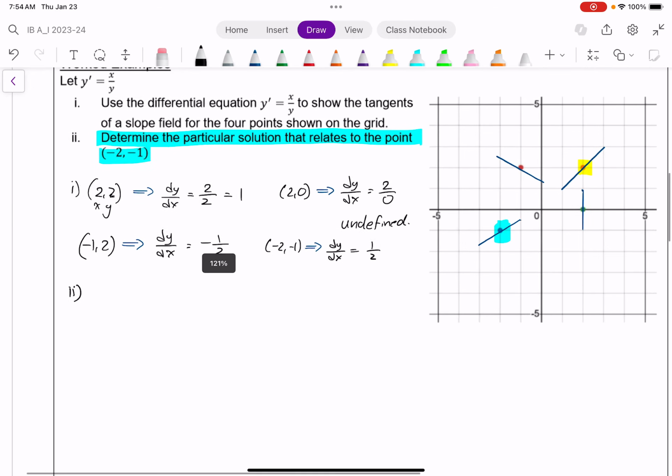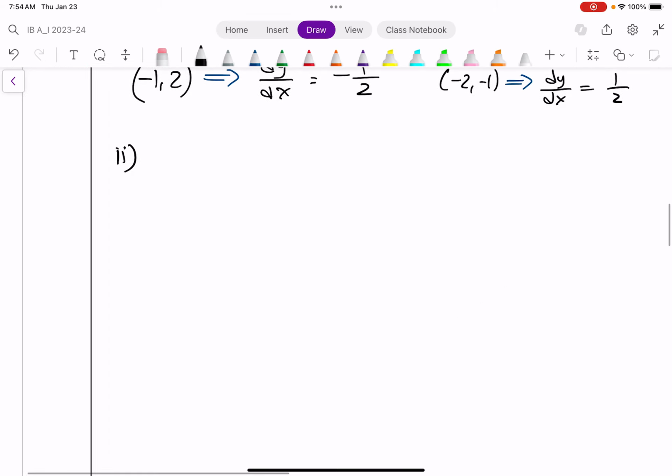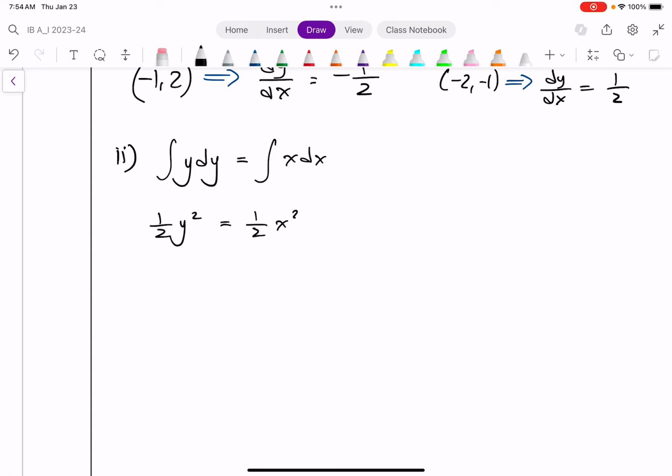So if I look at my differential equation, if I separate the variables, I get y dy on one side and x dx on the other. And I'll save myself the time and start integrating this right now. The antiderivative of each side is the same. It's 1/2 y squared plus some constant equals 1/2 x squared plus some constant.